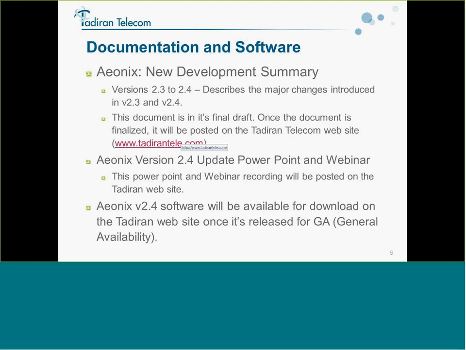As far as documentation is concerned, the document you're going to want to go through is the new development summary document, which shows you the changes from 2.3 to 2.4. Currently it's in its final draft, but once the document is finalized, it'll be put on the website. Once you're a beta site, though, of course, we'll get you the document as it is right now. And again, it's in its final draft. It's 95% complete, just a couple of minor things that need to be updated in it.